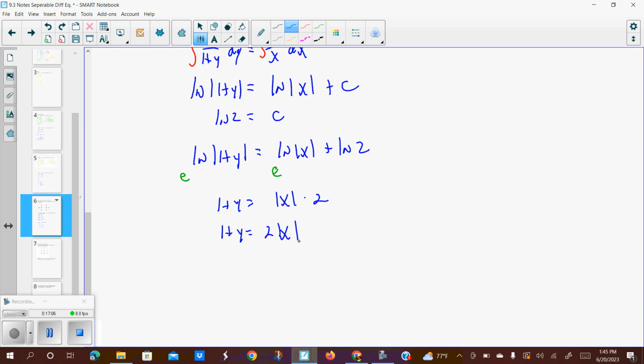and then to solve for y, we'll subtract 1 on both sides. So we get y equals 2 absolute value of x minus 1. Again, this only comes up when you've got natural logs of absolute values on both sides of the equation that you need to keep one of the absolute values.